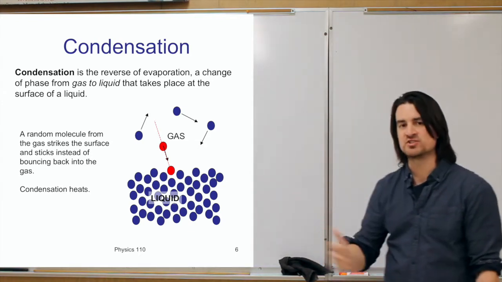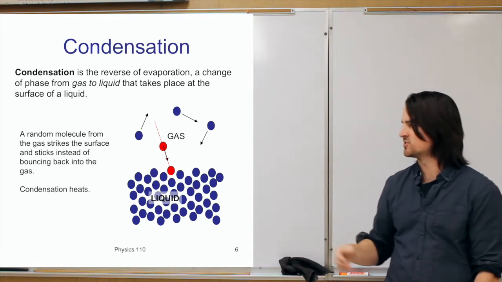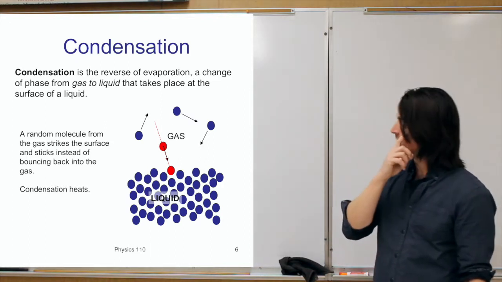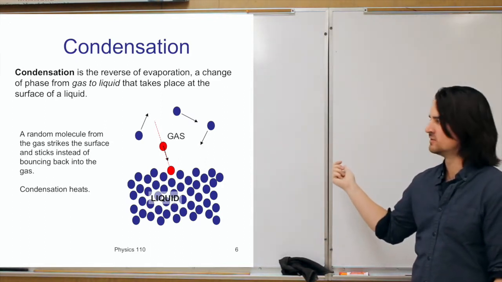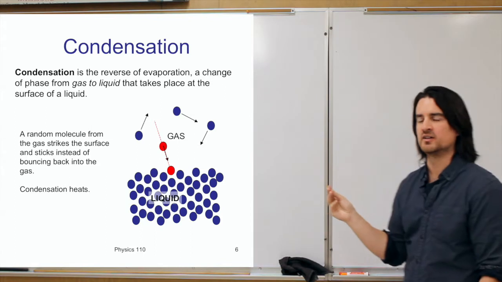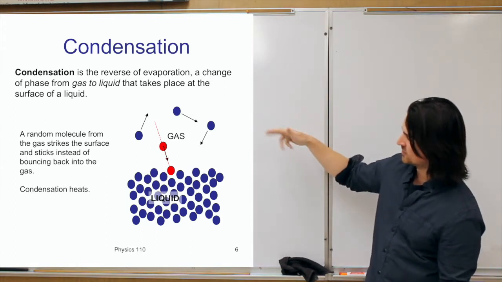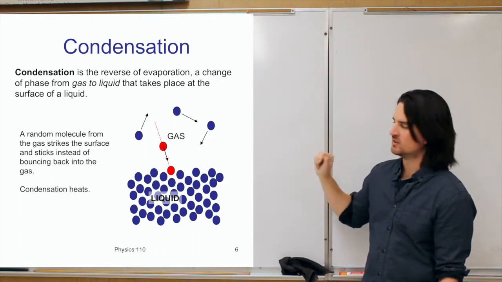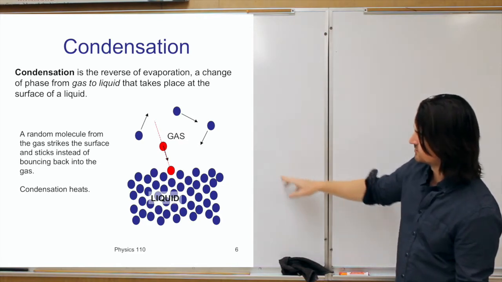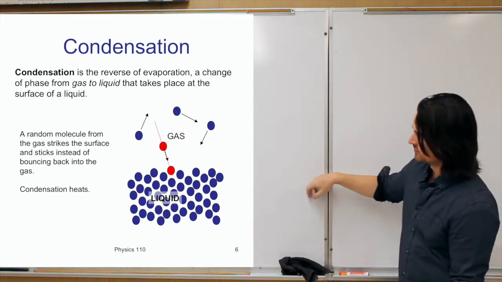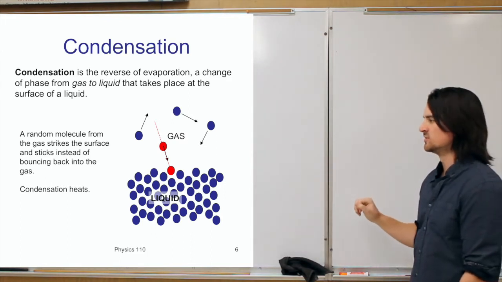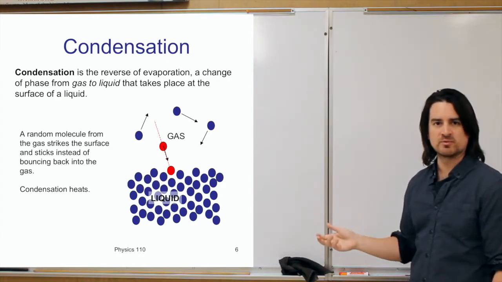Since condensation is the opposite of evaporation, which generally cools the liquid down, condensation will heat up the substance. Essentially you're adding more energy. That gas molecule, even though it's not moving very fast compared to all the gas molecules, is still moving much faster than the liquid molecules. So when it comes in, it collides with those molecules and starts them moving a bit more, right? It increases the overall motion of the atoms in the liquid, so we get an increase in temperature, a heat effect here.